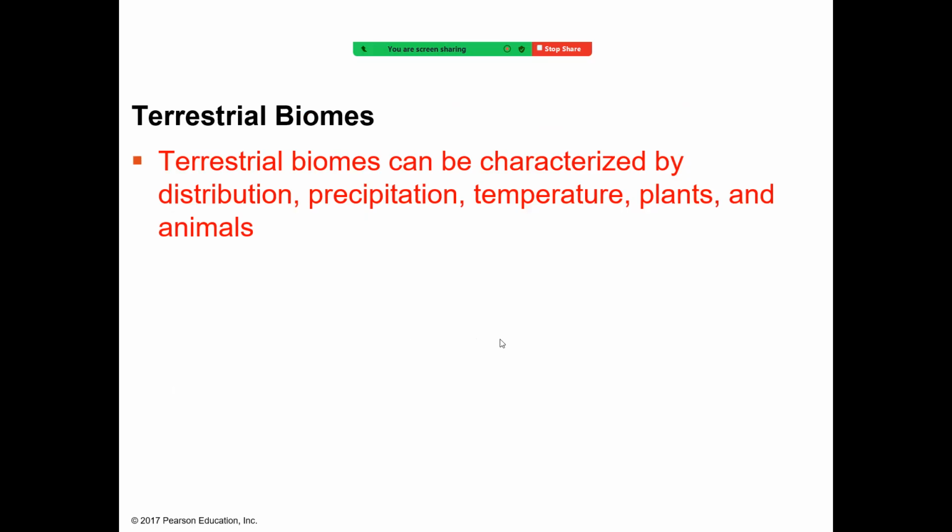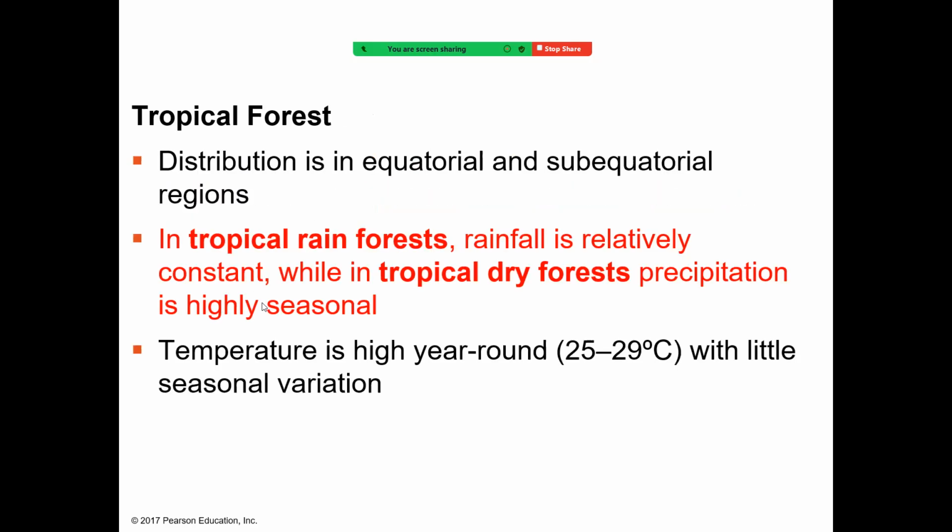So terrestrial biomes, we're going to talk about the individual characteristics of each one, but they can be characterized by their distribution across the planet. How much precipitation do they get? Is there precipitation, rain, or snow? What is the temperature? What's the variation of the temperature throughout the different seasons? What are the plants and what are the animals as well? So we'll pick up next with looking at all of the different biomes, both terrestrial and aquatic.